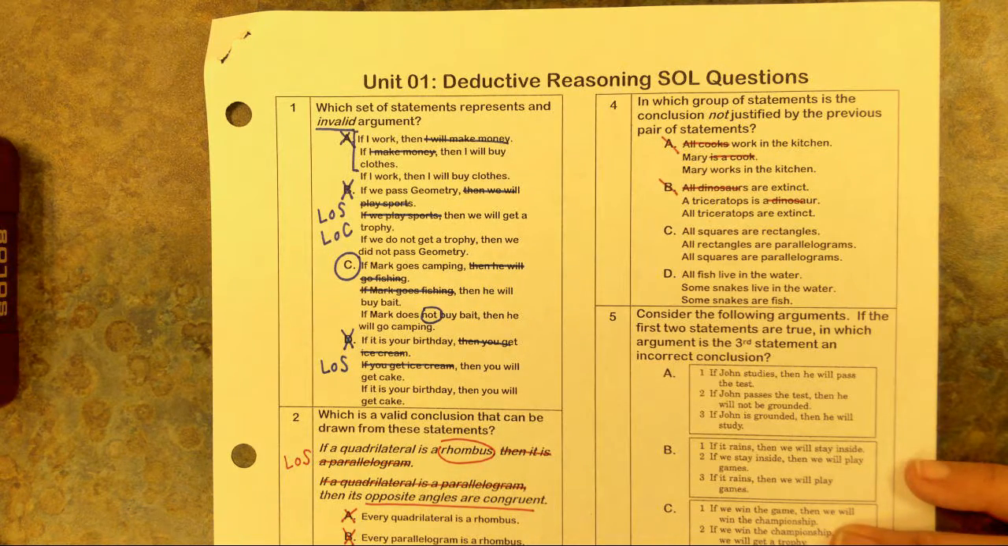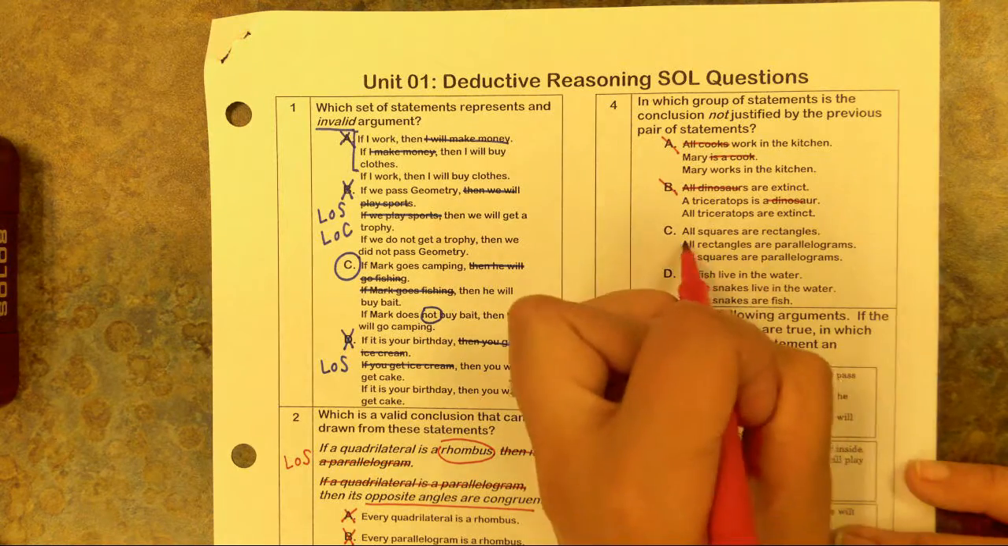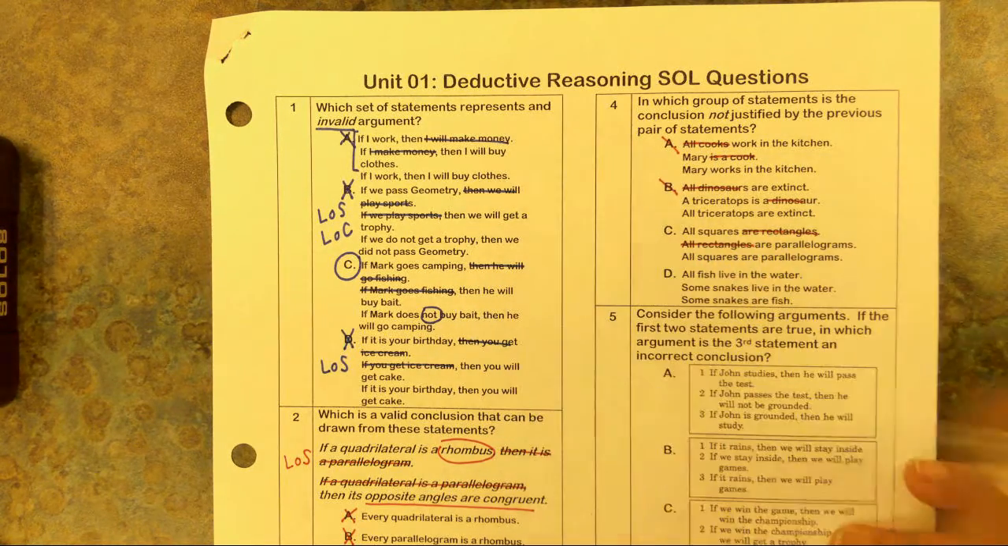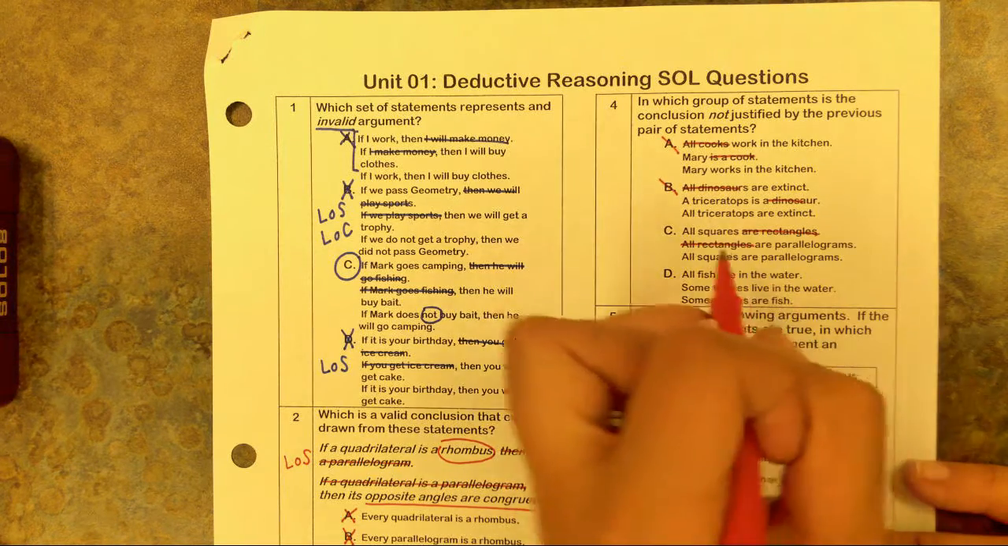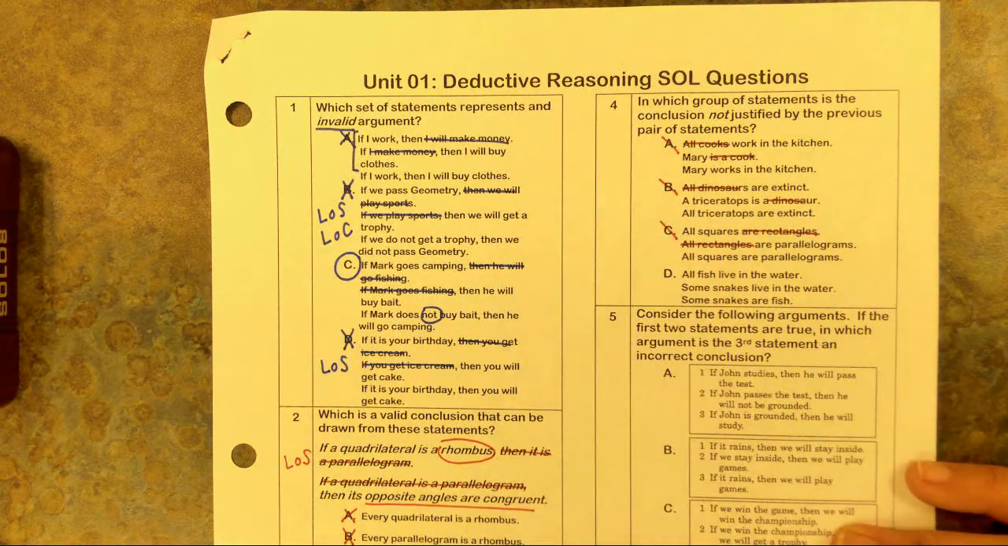For C, it says all squares are rectangles, all rectangles are parallelograms. So if we cross out what repeats, sort of using the law of syllogism there, we can conclude that all squares are parallelograms, which is a justified conclusion.